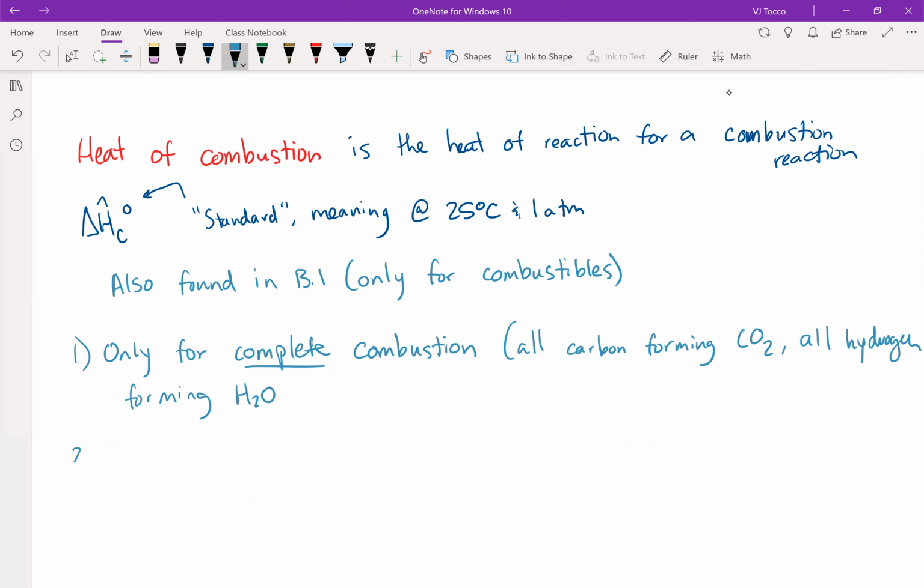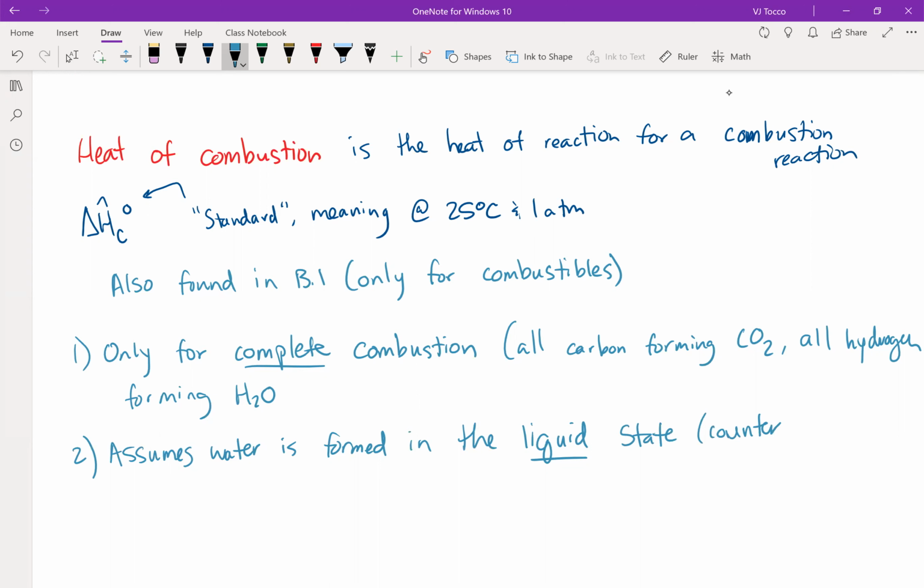And the other weird thing about the heat of combustion in table B1 is that it assumes that water is formed in the liquid state. So if you have a combustion reaction where water vapor is formed instead, the heat of that reaction is not going to be equal to the value that you find in table B1. So this one is a bit counterintuitive, because I would assume that in a combustion reaction, water vapor is usually formed.